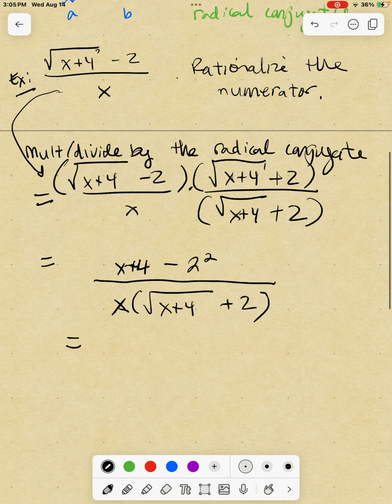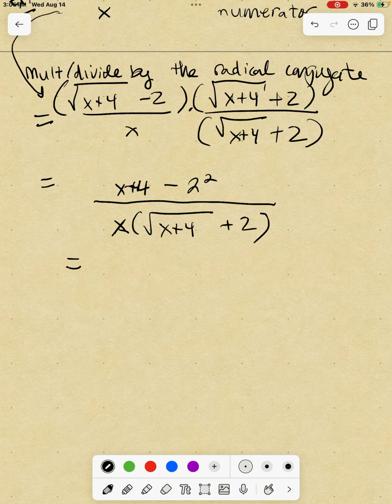And this is equal to, well, 2 squared is 4, and I have a 4 minus 4 on the top.